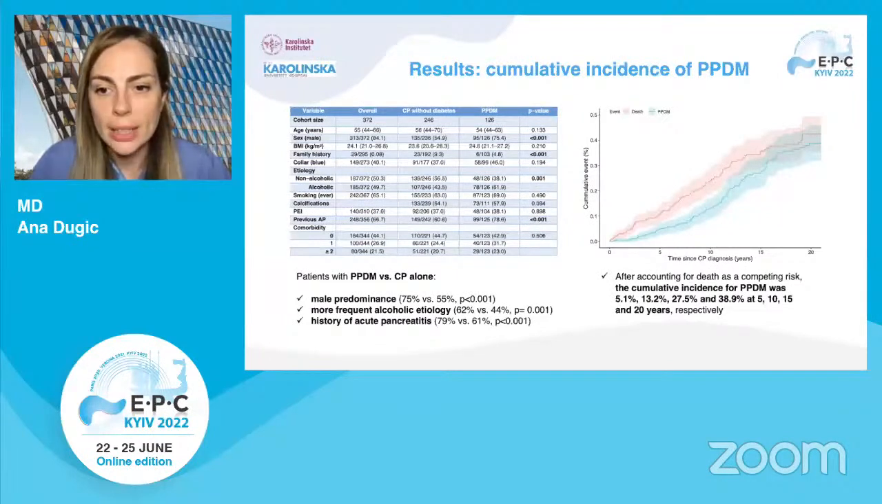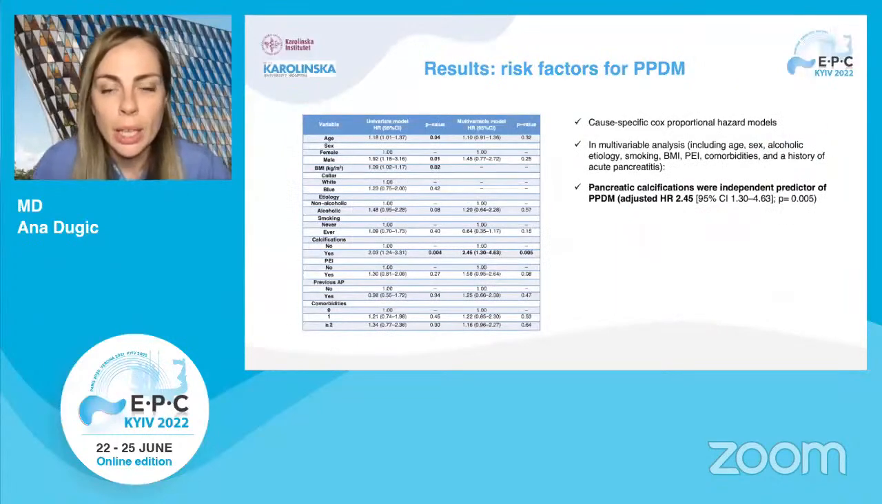And after accounting for that as a competing risk, we used a competing risk function, and we calculated the cumulative incidence for PPDM of 5.1% at 5 years, 13.2% at 10 years, and around 40% at 20 years after diagnosis of chronic pancreatitis. We also performed cause-specific Cox proportional hazard models, where we did multivariable analysis adjusting for several clinically relevant variables. And we found that pancreatic calcifications were an independent predictor of PPDM with an adjusted hazard ratio of 2.45.